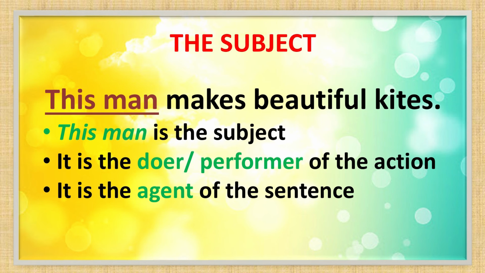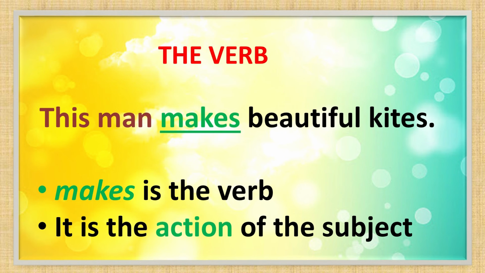And now, see the verb. What does the verb indicate in the sentence? Here the first sentence, this man makes kites. Here the verb is makes, and it indicates the action. What is the action? Making something, doing something, making kites, and here making is the action that is performed by the subject of the sentence.